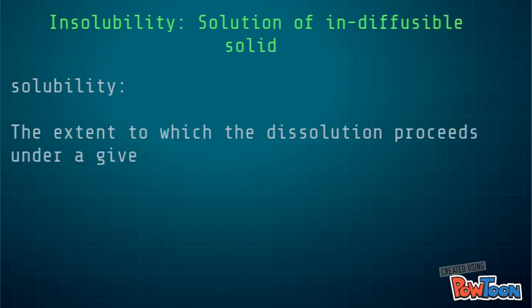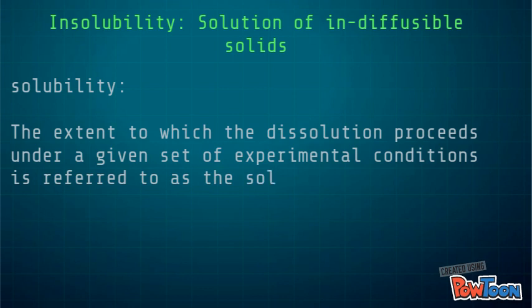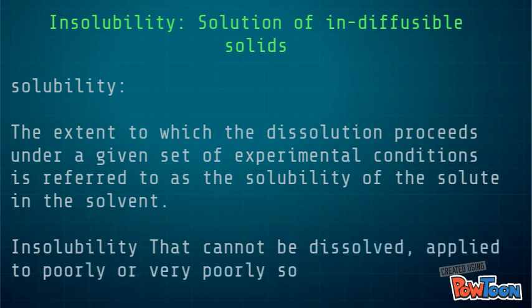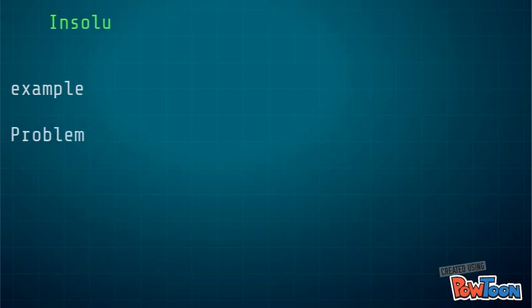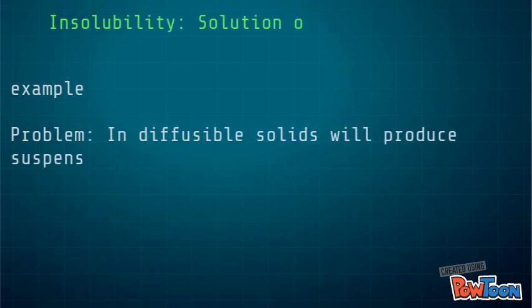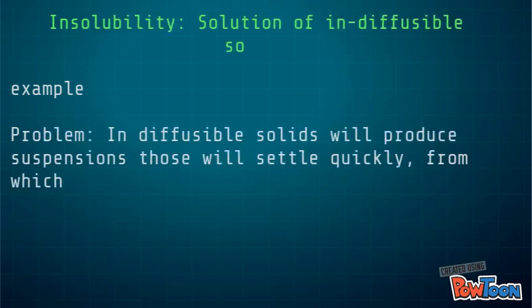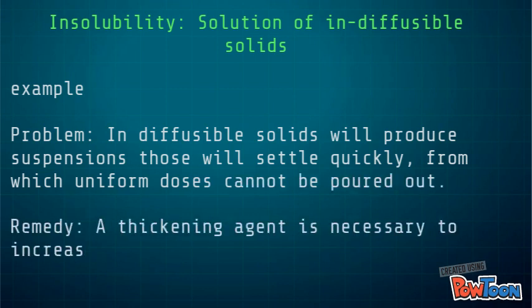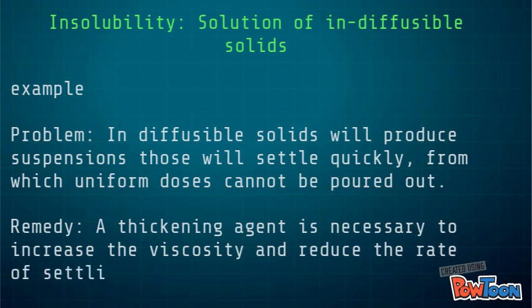Insolubility: solution of indiffusible solid. Solubility: the extent to which the dissolution proceeds under a given set of experimental conditions is referred to as the solubility of the solute in the solvent. Insolubility means that it cannot be dissolved, applied to poorly or very poorly soluble compounds. Problem: indiffusible solids will produce a suspension that settles quickly, so uniform doses cannot be poured out. Remedy: a thickening agent is necessary to increase the viscosity and reduce the rate of settling of particles.